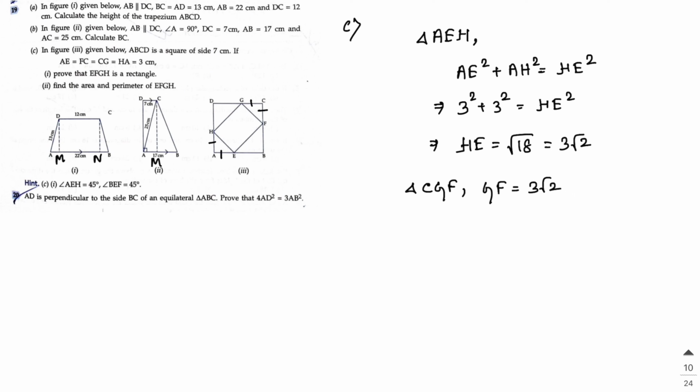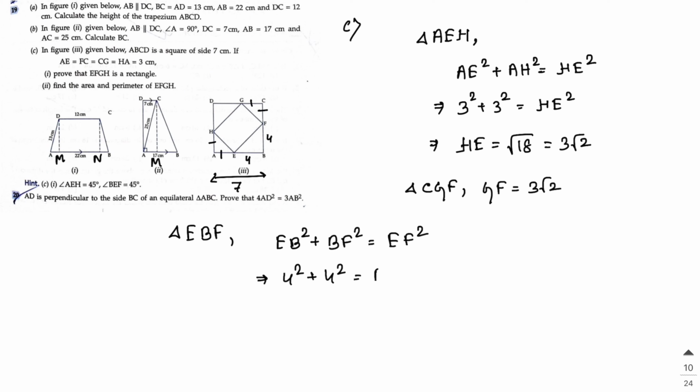So here the next one, from the right angle triangle EBF, the full side here is 7 centimeter, and as here AE equal to 3, then definitely EB equal to 4 and here BF equal to also 4. So from the triangle EBF, you can write down EB square plus BF square equal to here EF square. So here 4 square plus 4 square equal to here EF square. So you can write down here EF equal to root 32. That means here it's 4 root 2.